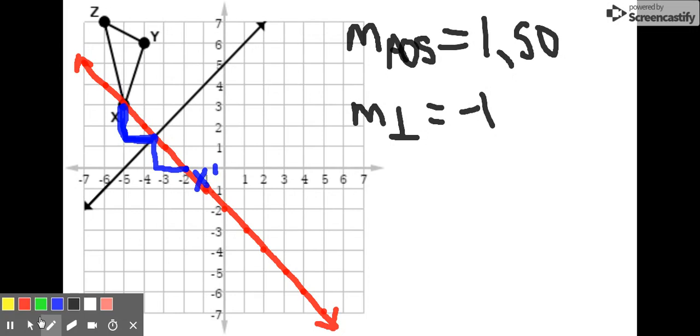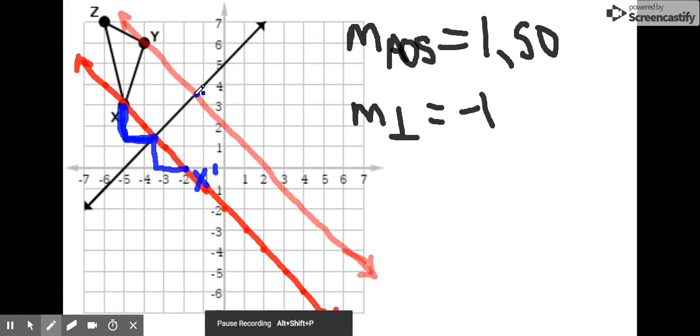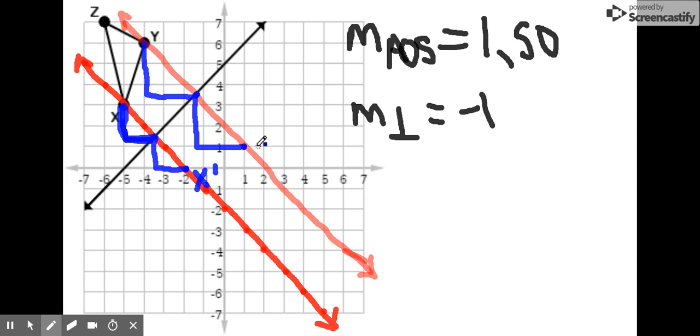So let's repeat the same process for Y and Z. We can see there's a point of intersection at (-1.5, 3.5). So we want to find that distance. We go down 1, 2.5 over 1, 2.5. So now we want to go down 1, 2.5 over 2, or 1, 2.5. So Y prime is going to be at (1, 1).